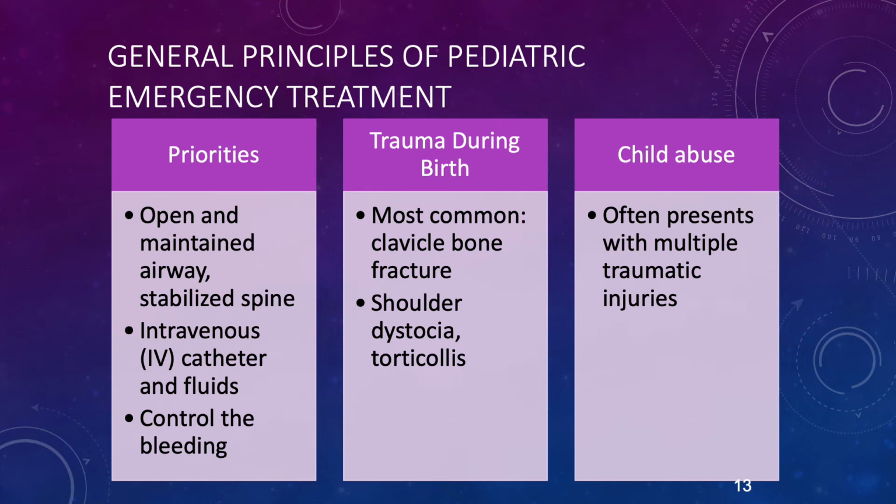If there's any foreign objects in the airway, we want to make sure that those are removed, and we also want to stabilize the cervical spine. Now, once we have control of the airway, if the baby or pediatric patient still is struggling to breathe, that might be a sign that there's a pneumothorax. And that means that there is an outside opening into the chest cavity.